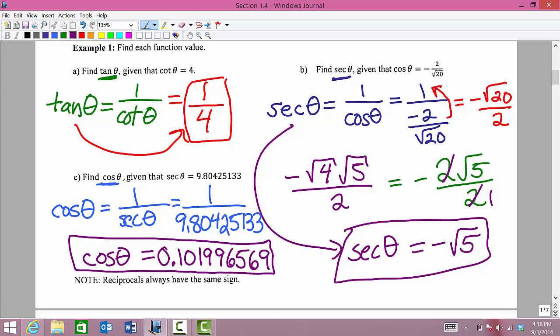Here we also want to keep in mind that anytime we're working with reciprocal values, a reciprocal always has the same sign as the original value. So we notice that in part A, cotangent was given to us as a positive value, tangent is also positive. So they are both positive values. In part B, cosine was given to us as a negative value, so we know that when we finish, secant will also be negative. In example C, secant was given to us as a positive value, so its reciprocal cosine will also be a positive value. So reciprocals always have the same sign.